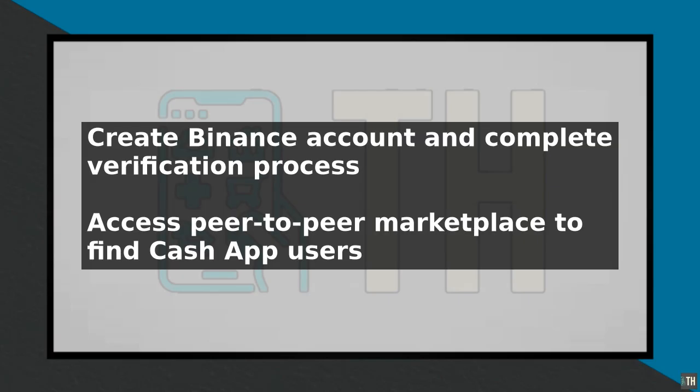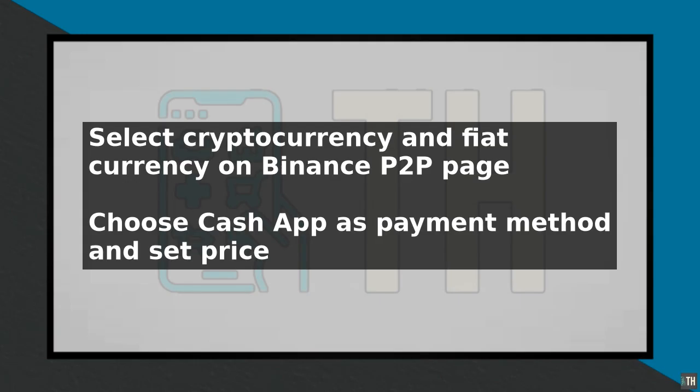Next, go to the Binance P2P page and select the cryptocurrency you want to buy or sell, and the fiat currency you want to use. Choose Cash App as the payment method and set your preferred price and the amount of cryptocurrency you want to buy or sell.